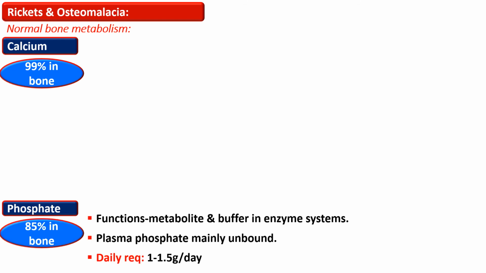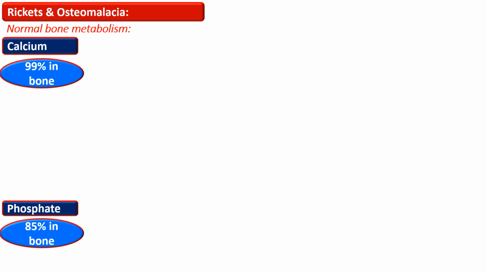Phosphate: 85% of the body phosphate is present in the bone, and its major function is to function as a metabolite. It plays an important role in energy production, and it is also a member of the buffer enzyme system. The plasma phosphate is present mainly in unbound form, and the daily requirement of this phosphate is about 1 to 1.5 gram per day.